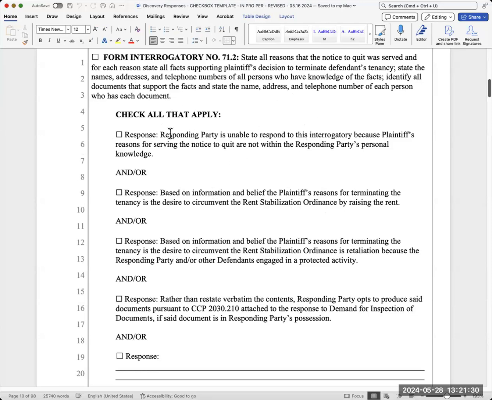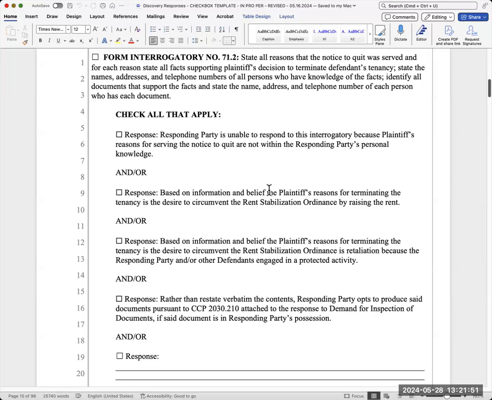If you don't know, you're not sure, you don't want to guess, you don't want to assume, check this box. This means the plaintiff's reasons for serving the notice are not within your knowledge.